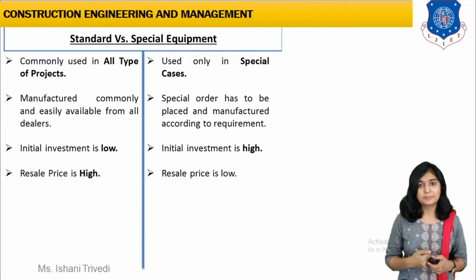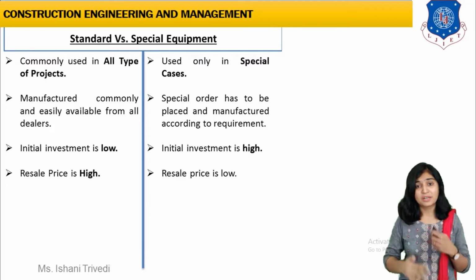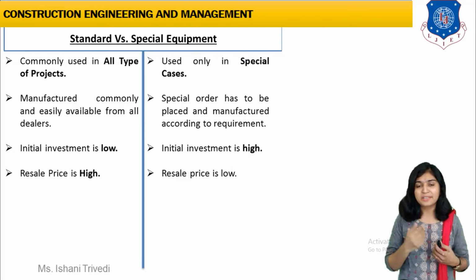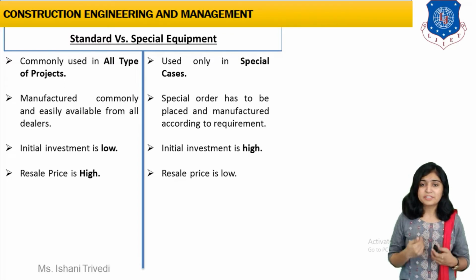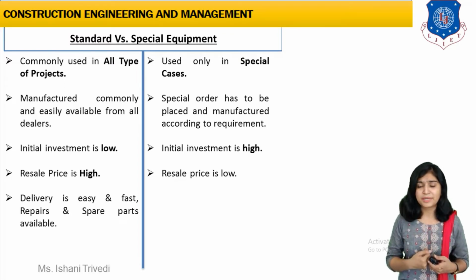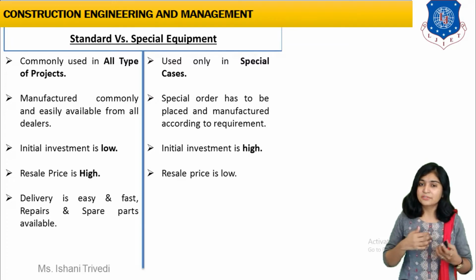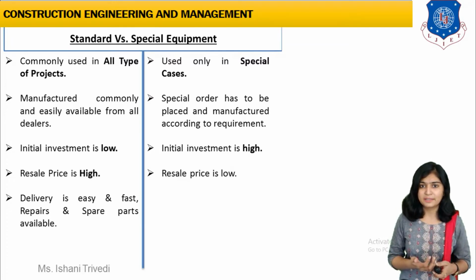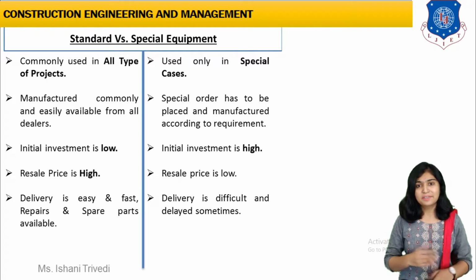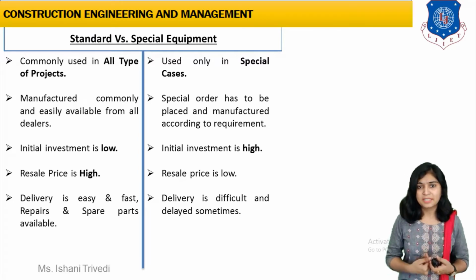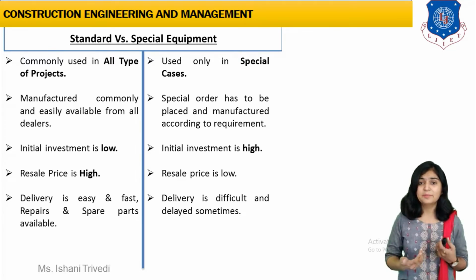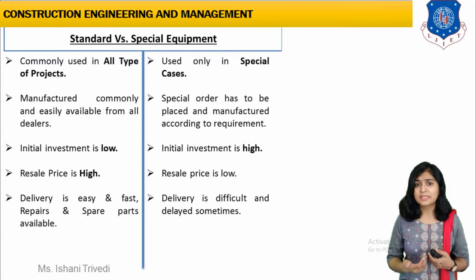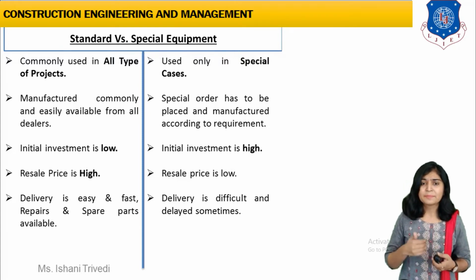Next we have resale price. Resale price will be higher because again it is going to be reused easily in the market, right? For example, if it is a bulldozer, then obviously it is going to be reused anywhere in the construction market, while these special equipment may not have a higher resale price because they fit only certain site conditions. Next, delivery is easy and fast because it will be easily available. Obviously then delivery will be faster, and here it has to be designed, so the delivery may be delayed sometimes because of designing specifically.